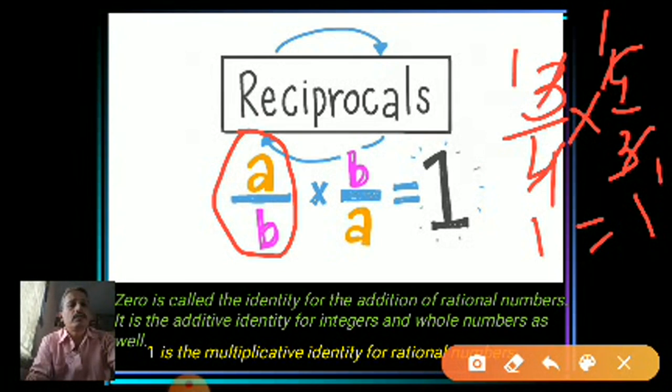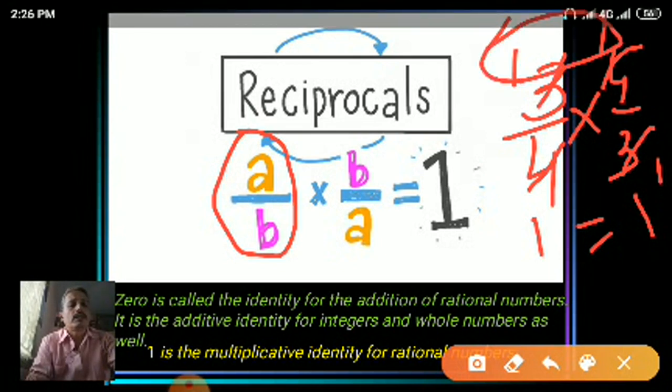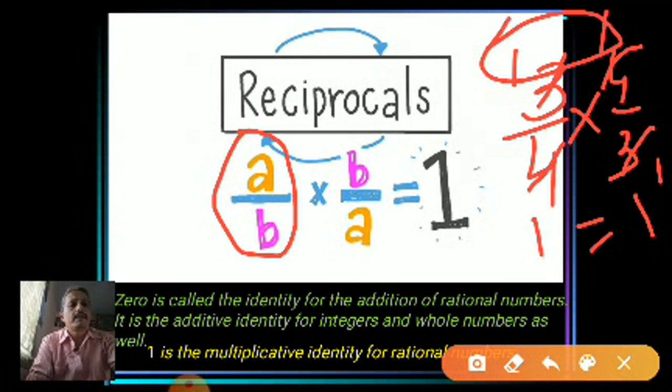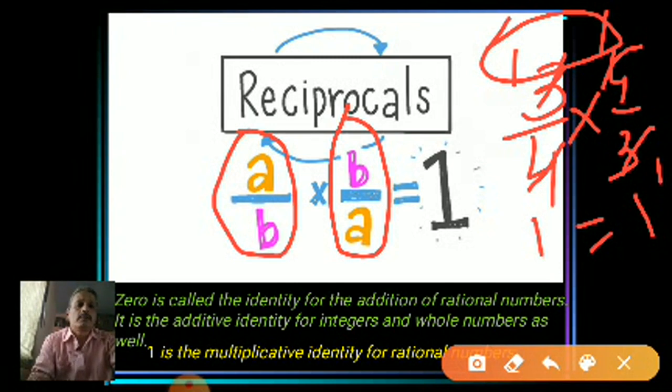Now see the numerator. 1 into 1, that's 1. Denominator also 1 into 1, that is 1. So the answer is 1 upon 1, that's 1. So that's why the reciprocal of a upon b is b upon a. When these both numbers are multiplied, it gives the answer 1. Got the idea? Yes.